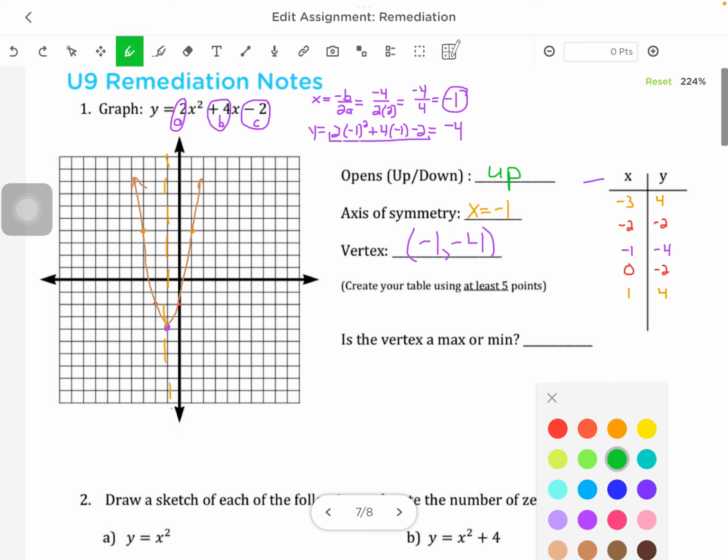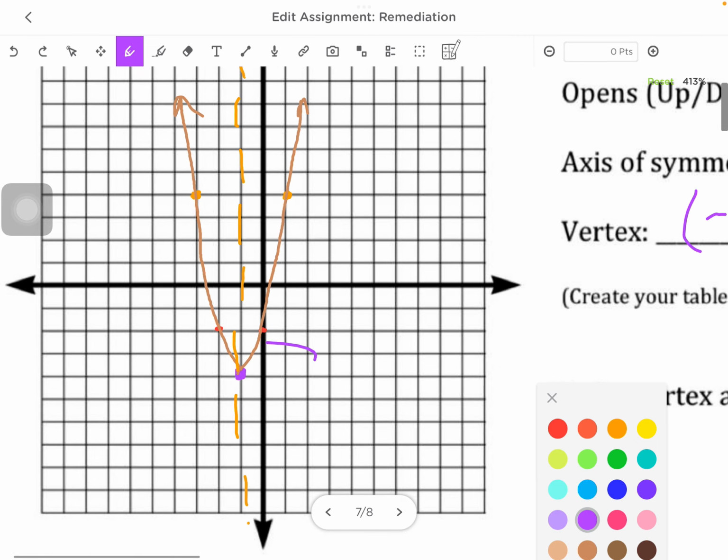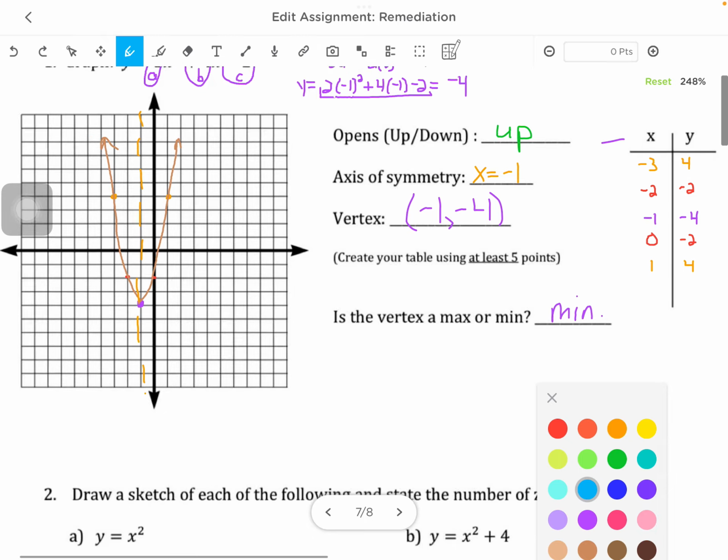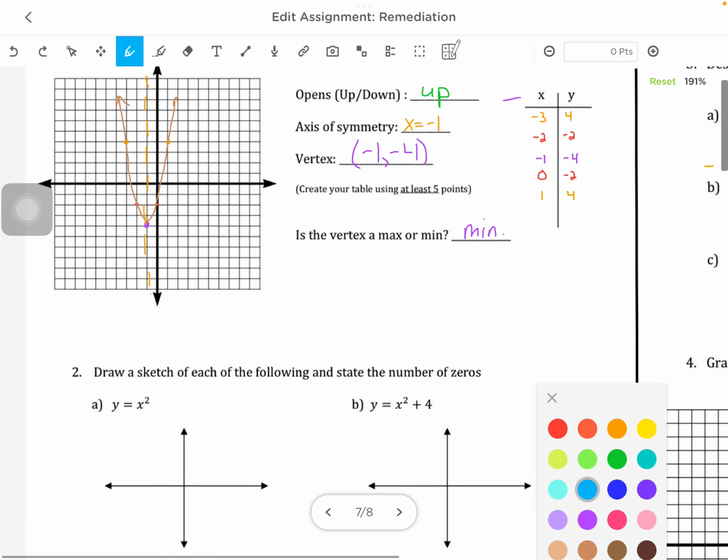And then for this question about, is the vertex a minimum or a maximum? I'm looking at this vertex and I'm seeing that this vertex is the lowest point on the graph. So since it's the lowest point on the graph, that means it's going to be a minimum point. All right, time to move along to problem number 2.